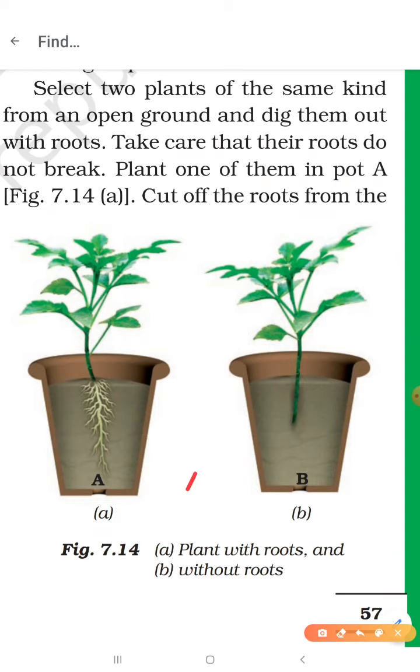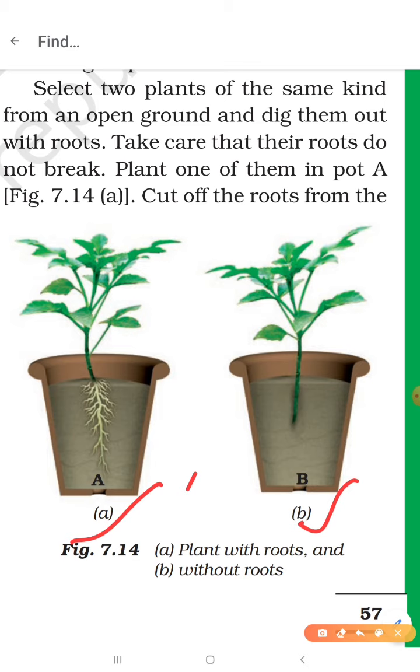Plant one of them in pot A and cut off the roots from the other plant and plant it in pot B. Got it? Then what we have to do? Water them regularly. Then observe the plants after a week.